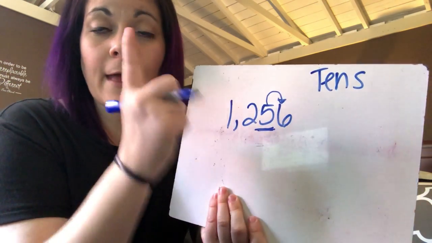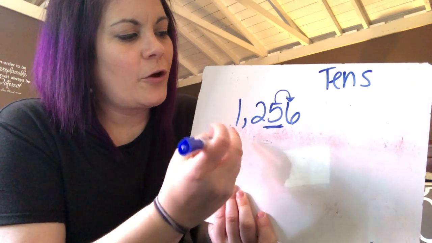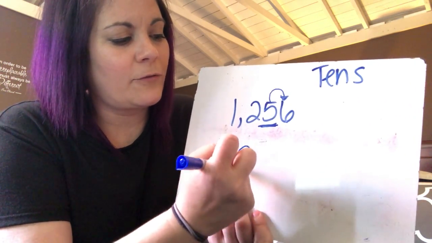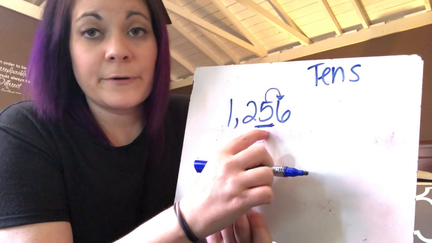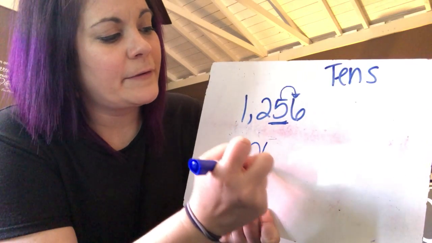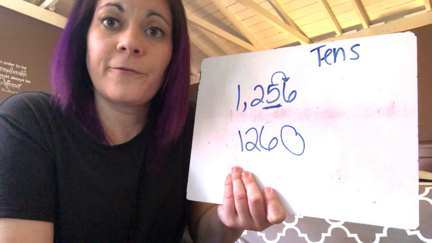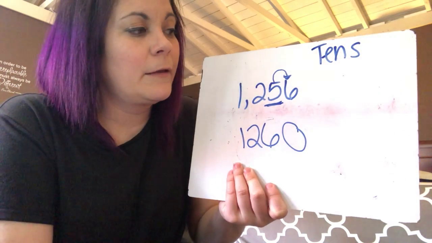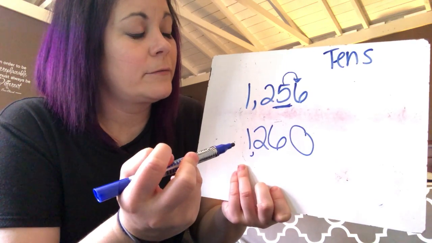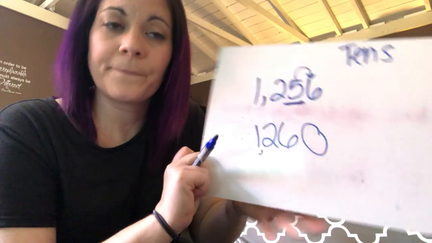5 or greater rounds up. Less than 5 stays the same. So our two numbers before the number we're rounding stay the same as well. And then that number, well, it's going to round up. So 5 becomes a 6. Then everything after that in that place value has a 0 for its placeholder. Okay, so one number after, so it's got to have 1 0. So 1,256 rounds to 1,260 in the tens place.